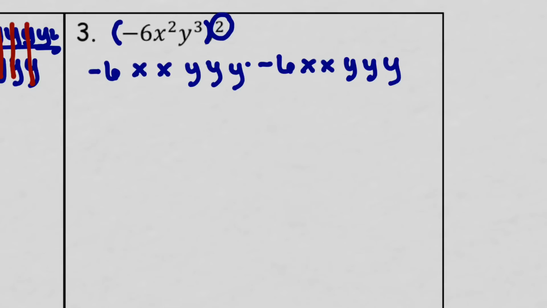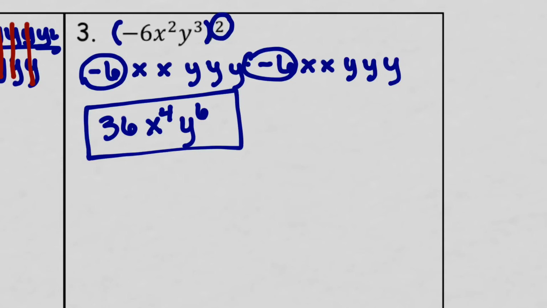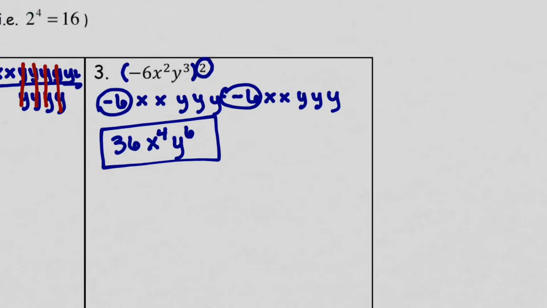Okay, so looking at that, the first thing I'm going to do is deal with my whole numbers. So I have negative 6 times negative 6. A negative and a negative is going to yield a positive. 6 times 6 is 36. There we go. And how many copies of x do I have? Well, I have 1, 2, 3, 4. So I have x to the fourth. And as far as y's go, I have 6 copies of y. So I'm going to call that my final answer. I've got my numbers as simplified as I can. X and y are both represented only one time, and there are no negative exponents.